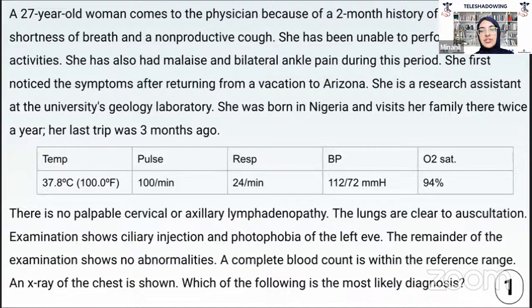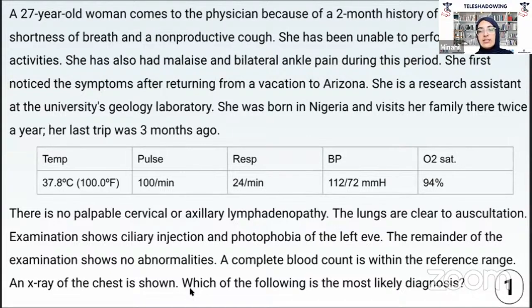So the patient's temperature is 100 degrees Fahrenheit, pulse 100, respiratory rate 24 breaths per minute, blood pressure 112 over 72 millimeters of mercury, and O2 saturation was 94%. There's no palpable cervical or axillary lymphadenopathy. The lungs are clear to auscultation, and examination shows ciliary injection and photophobia of the left eye. The remainder of the examination shows no abnormalities, and a complete blood count is within the reference range. An X-ray of the chest is also shown.